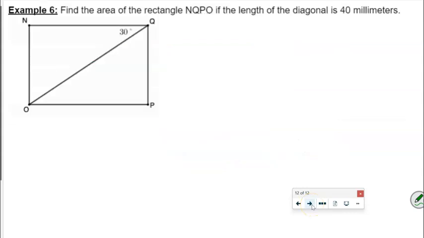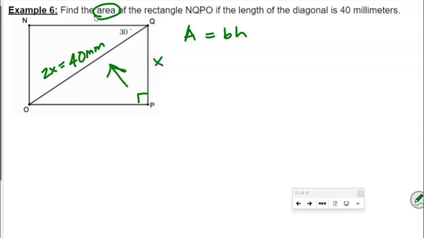All right, so here's our last one. It says find the area. We're looking for area, so that's going to be base times height, right? Area equals base times height. So we have to find the base and the height of this rectangle if the length of the diagonal is 40 millimeters. So this would be 40 millimeters, right? There's our right angle. So this is going to be equal to 2x because it's our hypotenuse, right? This would be our x, and this would be our x square root of 3, okay?